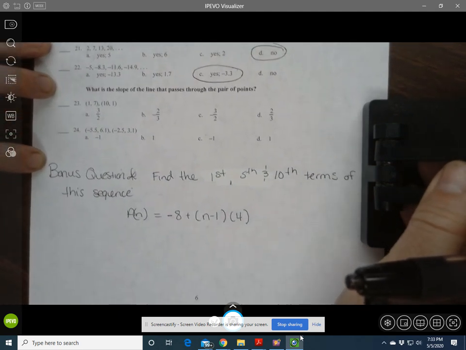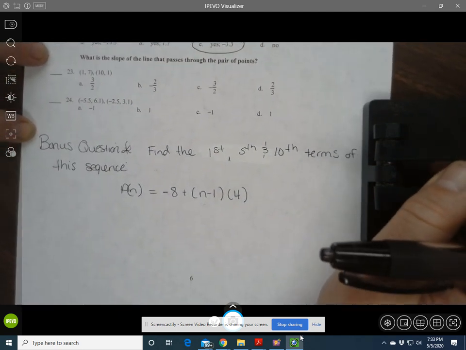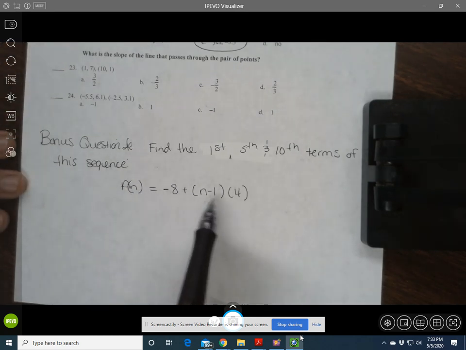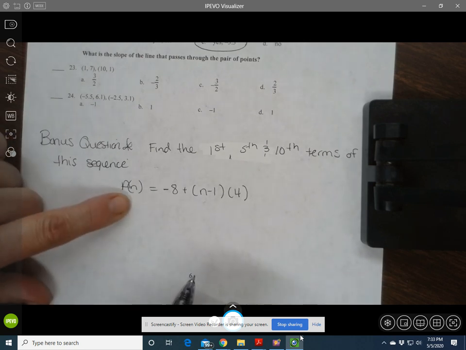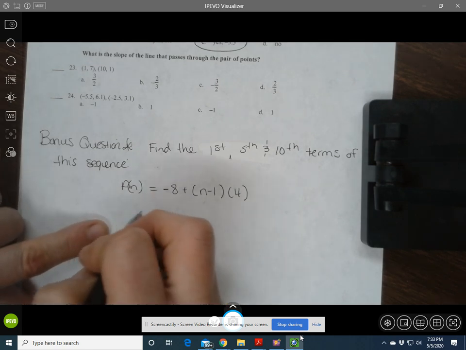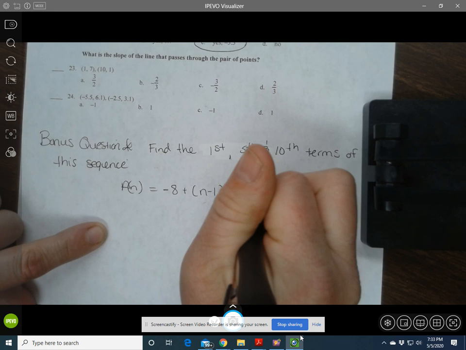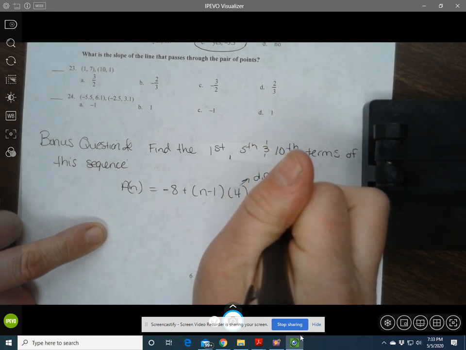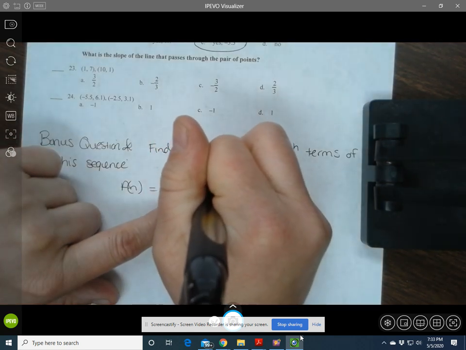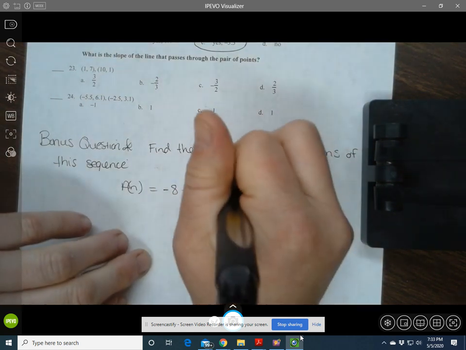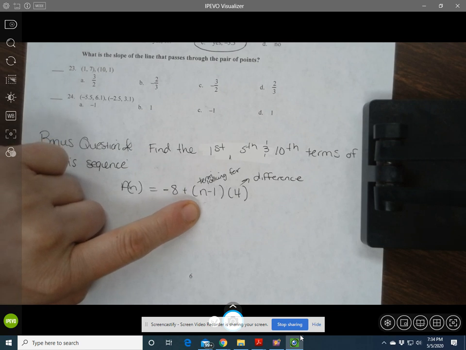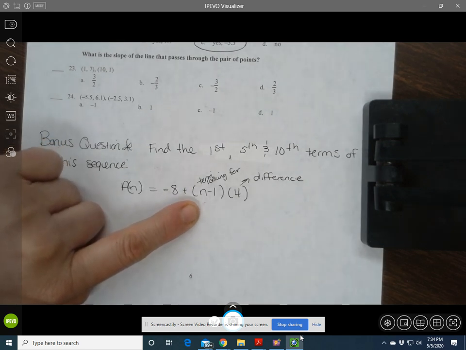Now, a little bonus question for you down here. Find the first, fifth, and 10th terms of the sequence. Well, you have to remember what this little formula right here means. Remember, that means it's an arithmetic sequence. The way that this is written, this number 4 is your common difference. That is the term that you're looking for. So if I just plug in 1, 5, and 10 into this formula and then solve, then I should be able to get that.